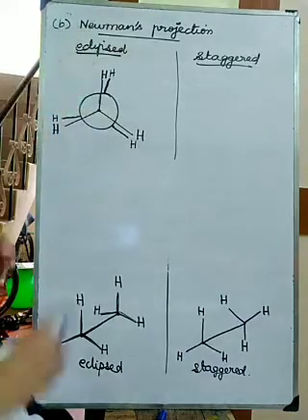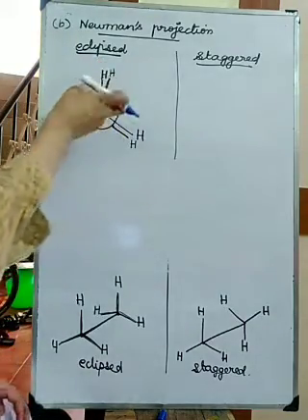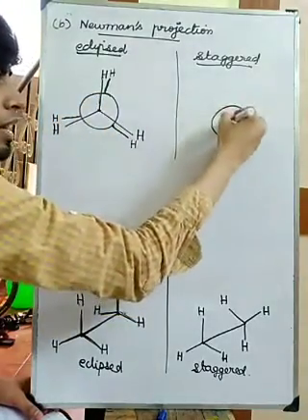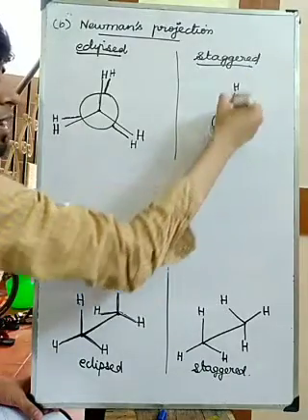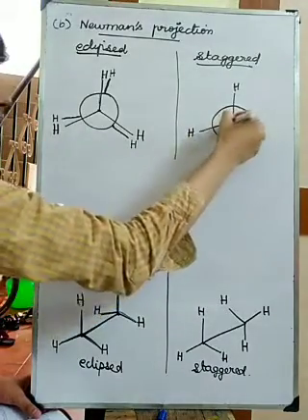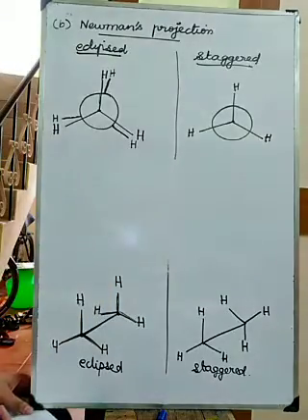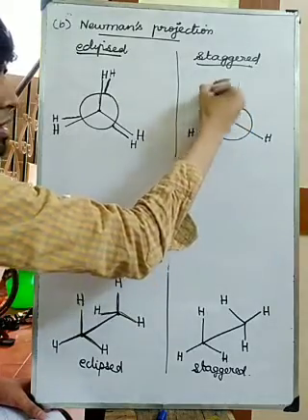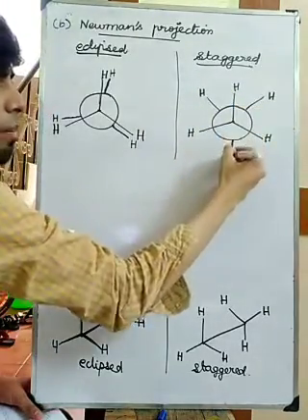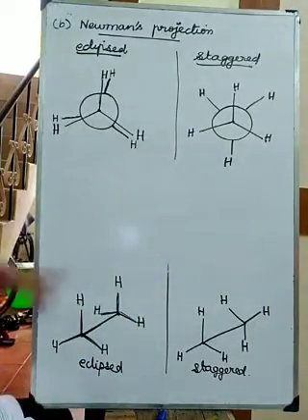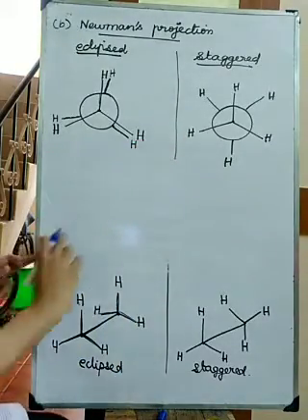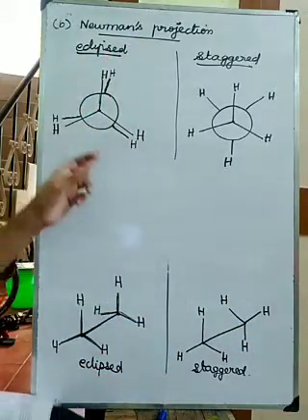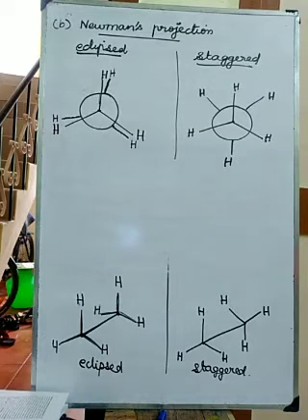So how can we get staggered? We have to rotate the carbon which is on the back side. The carbon in the front has one hydrogen like this, another hydrogen like this and another hydrogen like this. If I rotate the carbon which is at the back, two hydrogens will be on top and one hydrogen will be at the bottom. Like this I will get. So this is sawhorse projection, eclipsed and staggered. This is Newman's projection, eclipsed and staggered. Understood?